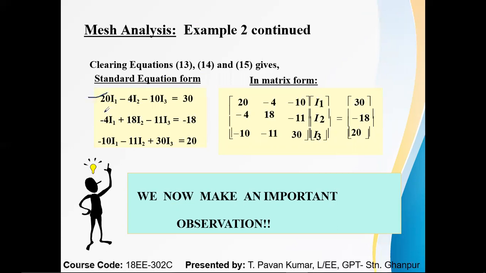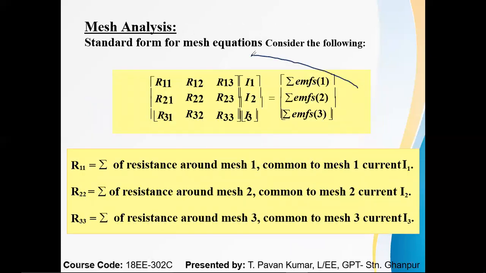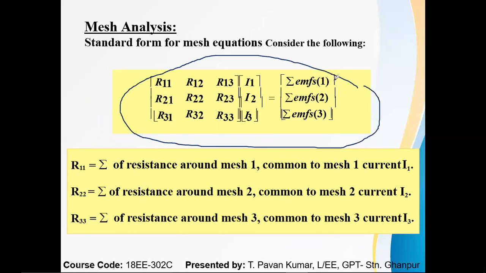This is the equation we got from 13, 14, 15. You can convert it into matrix form. 20, minus 4, minus 10, minus 4. This is I1, this is 1, 2, 3, and this is 1, 2, 3. This is nothing but R11, R12, R13, R21, R22, R23, R31, R32, R33, I1, I2, I3, V1, V2, V3. Like this it comes to the picture. This is a very important standard form of mesh equation. This is the standard form.